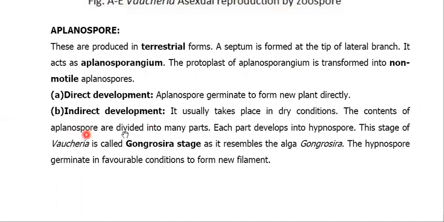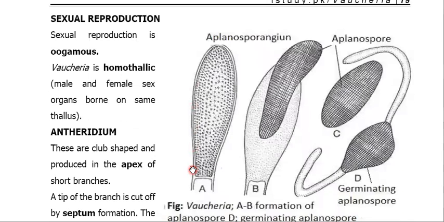The contents of the planospores are divided into many parts. Each part develops into hypnospores. This stage of Vaucheria is called the Gongrosira stage, and it resembles the alga Gongrosira. The hypnospores germinate in favorable conditions to form the filament. Sexual reproduction in Vaucheria takes place through oogamy. Vaucheria is homothallic, with male and female sex organs borne on the same thallus.